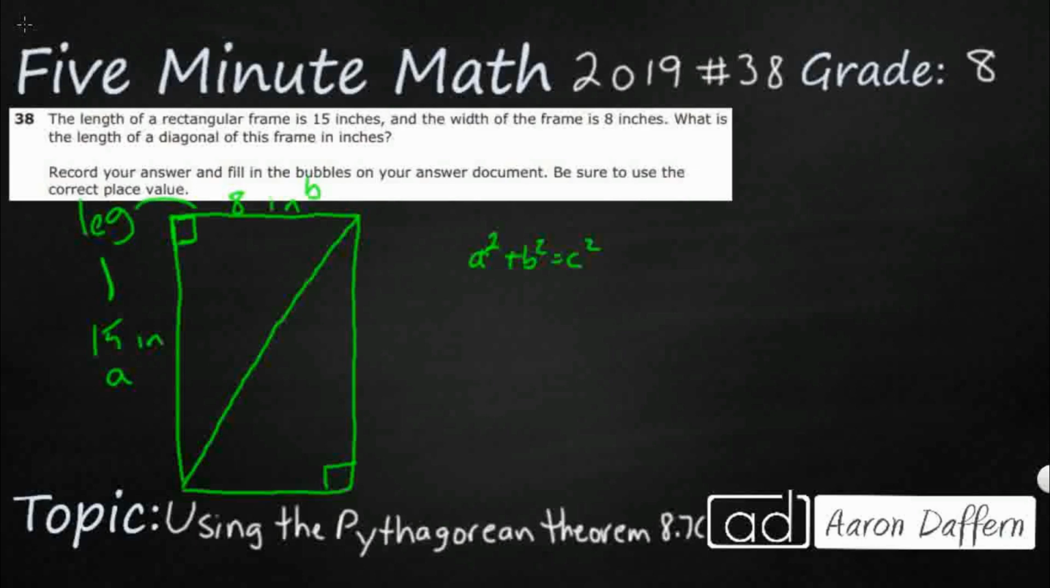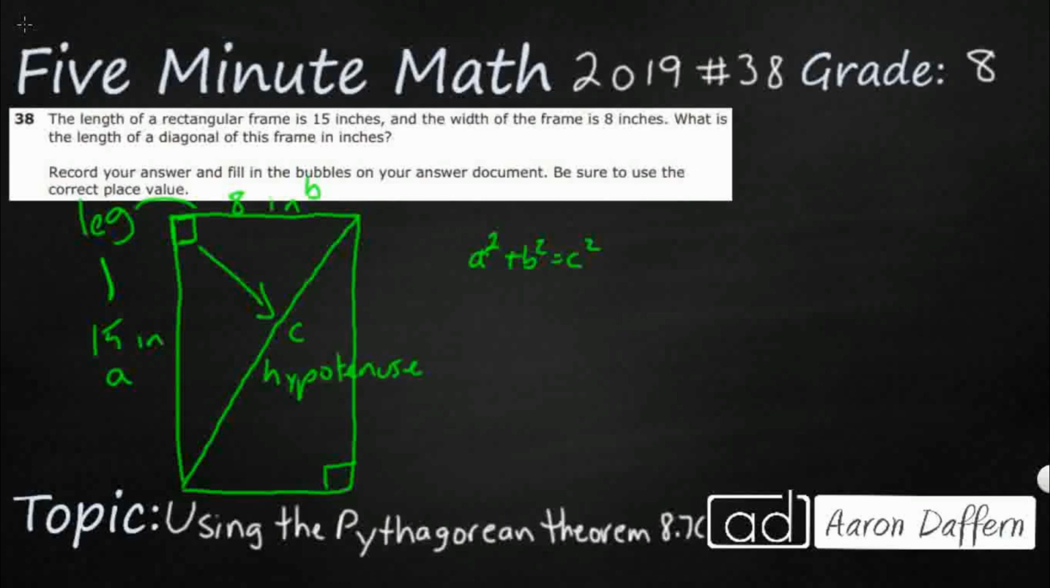So A and B are the two different legs. They form the right angle right here. Across from the right angle is always going to be the side that we call C. So A, B, and C. C is always this other side over here called the hypotenuse.